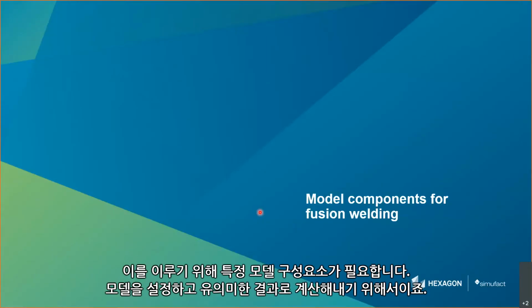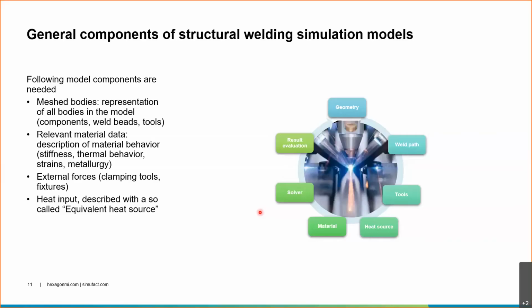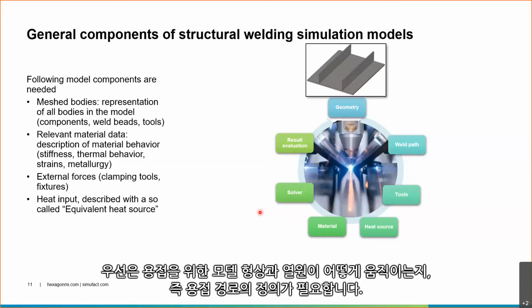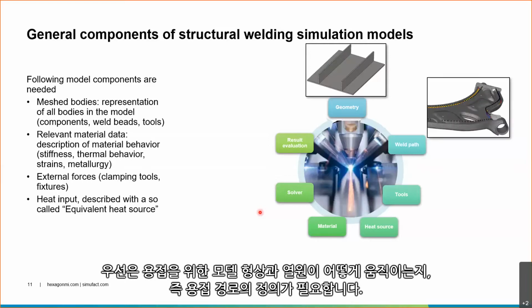To achieve this, certain model components are needed to be able to set up a model, calculate it, and get some meaningful results. For the beginning, we need, of course, a geometry describing how the model looks, what the components are that we are welding together. We need a definition of the weld path, so how the heat source is moving.